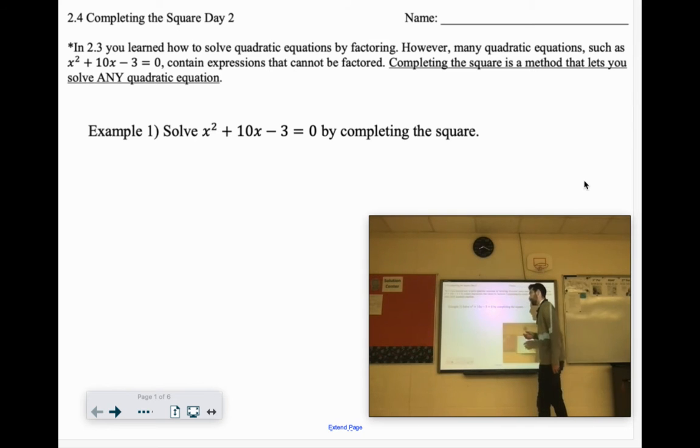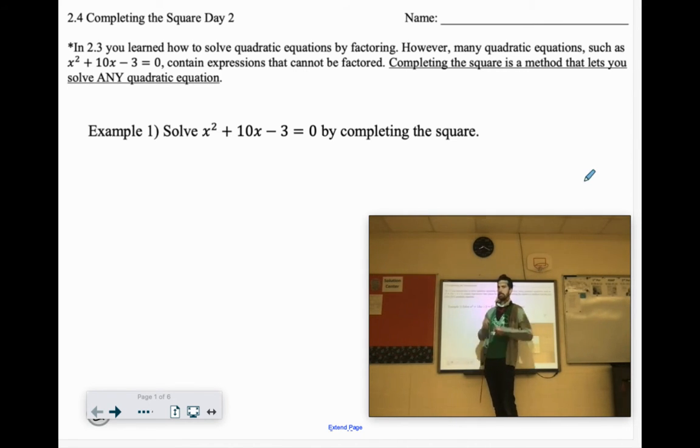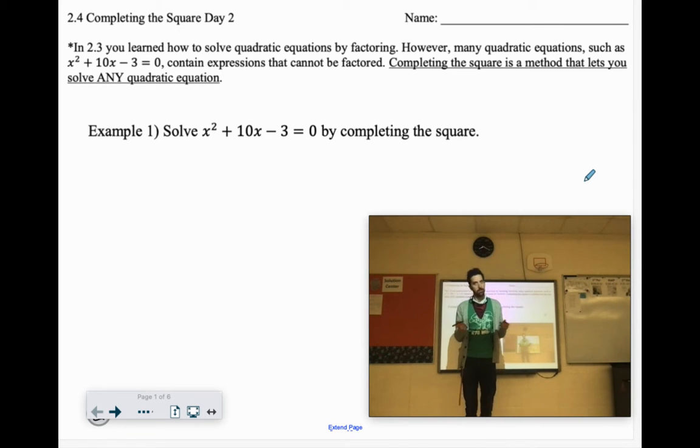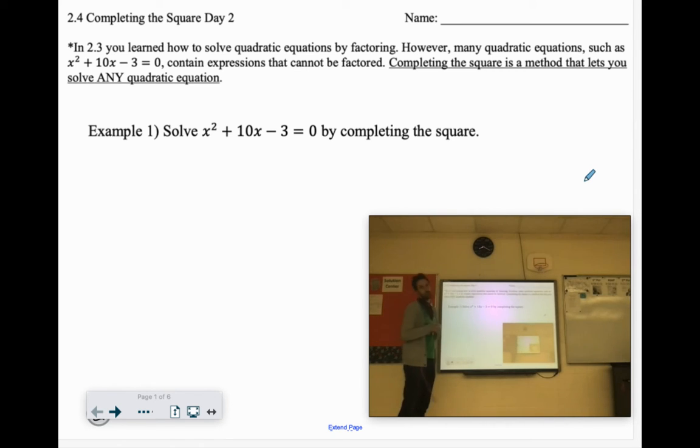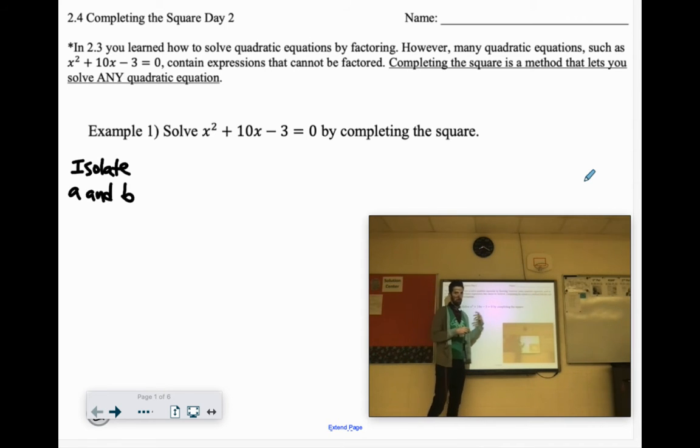So this example was in yesterday's warm-up, and I was like, oh, this might be a typo. It wasn't. It was there because we couldn't factor it, and I was just trying to fool you. But here, we're going to actually solve it by completing the square. So when you are completing the square, you want to isolate a and b. So anything that isn't x squared or x, you want to get on the other side of the equal sign.